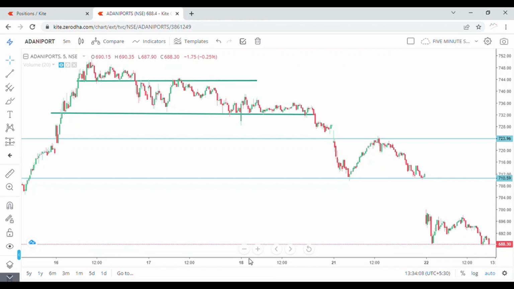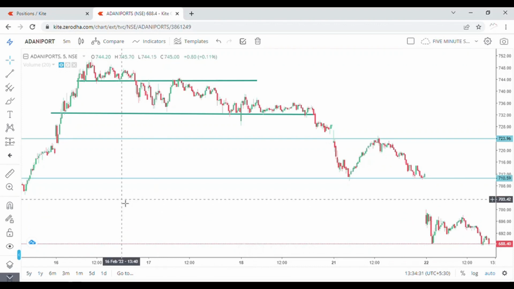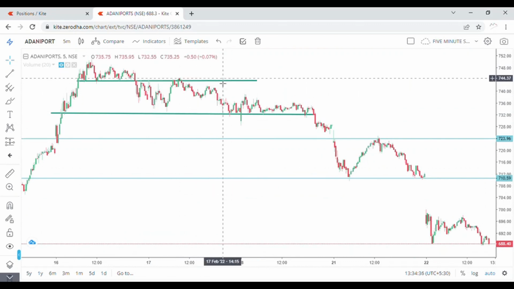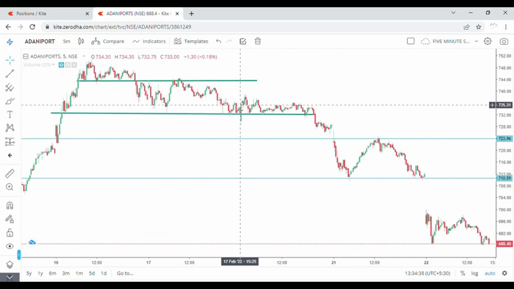But here I have selected Adani Port because of multiple reasons, and let us discuss all of them: analysis, trade, and result. So let us begin our usual video. The first reason for selecting this stock is, as you can see, I have drawn levels in this chart. You can easily see how price has started making lower highs and lower lows.